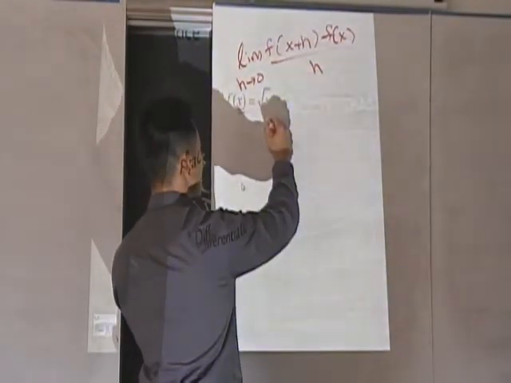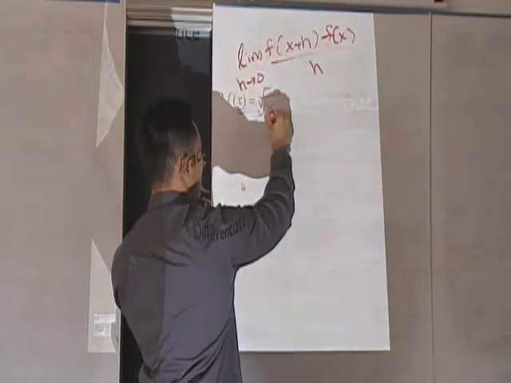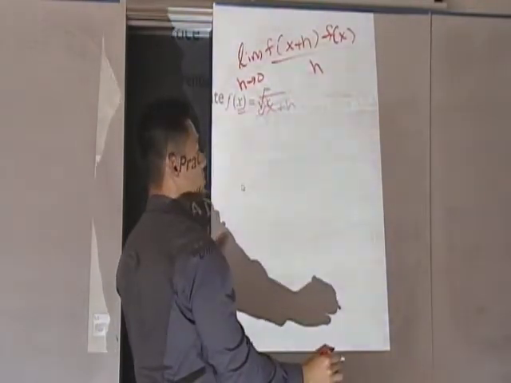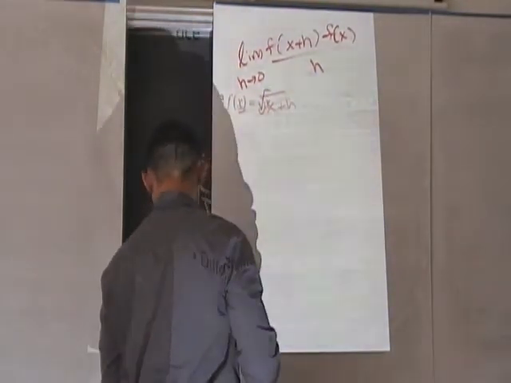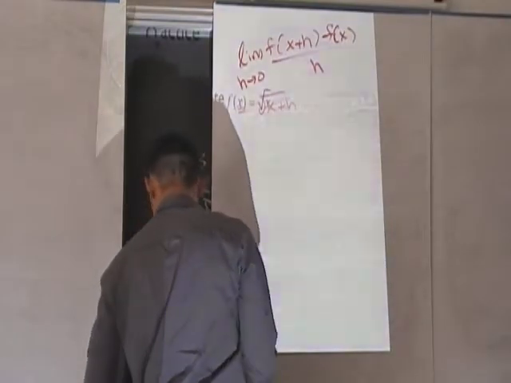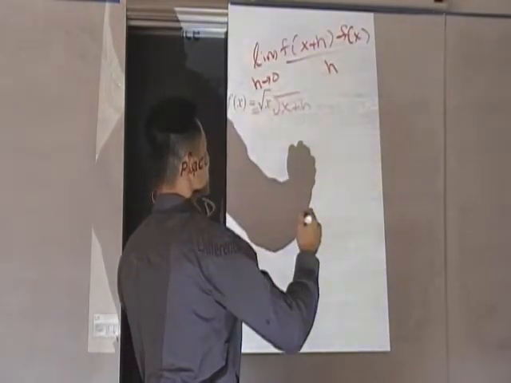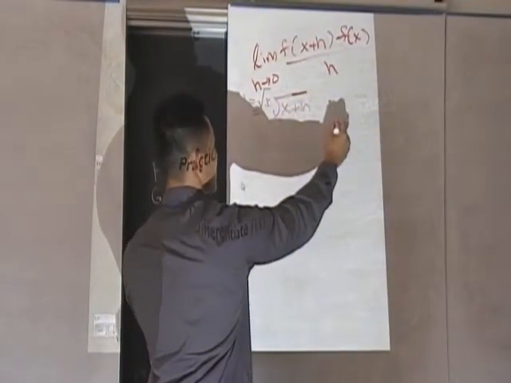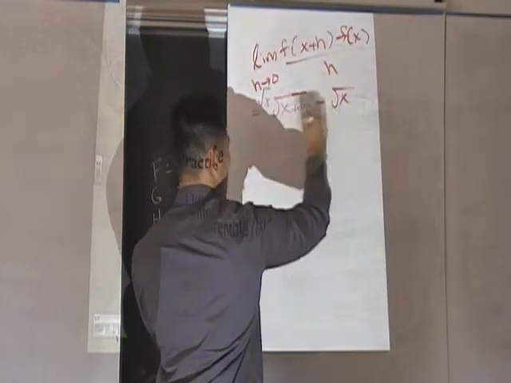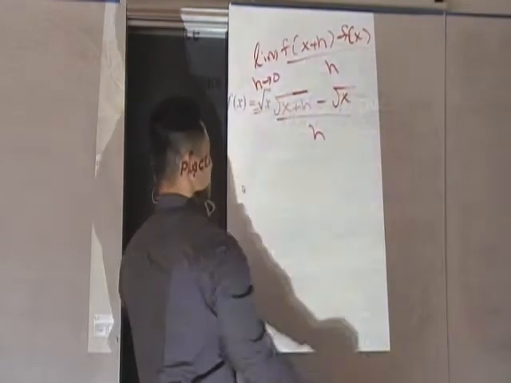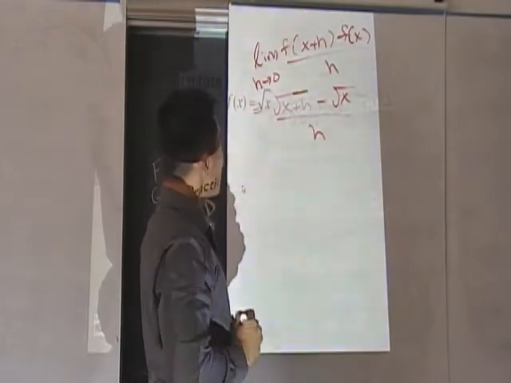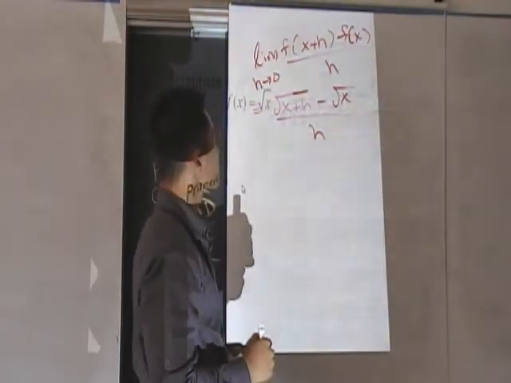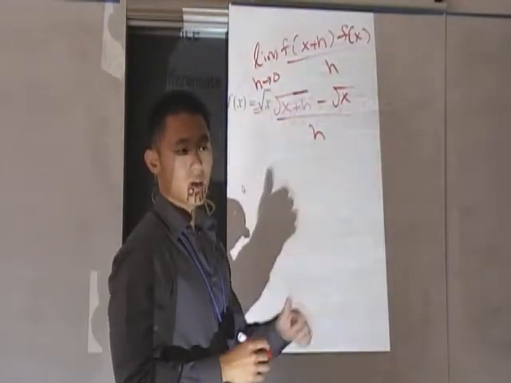So we got the square root of x plus h. Can you guys see that or no? I can see. Okay, and then minus the square root of x over h. How many of you guys are stuck here?